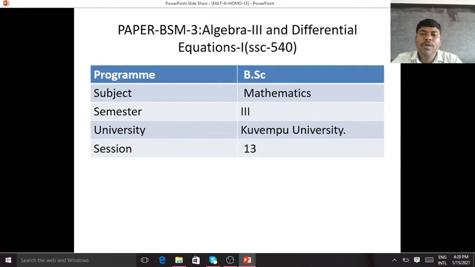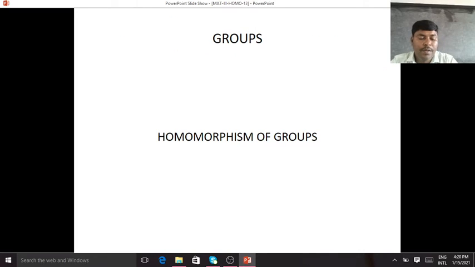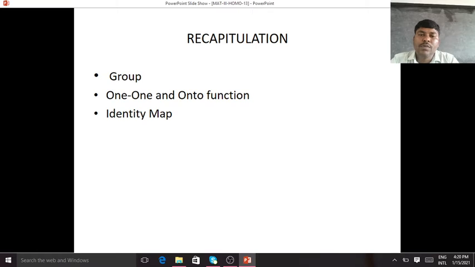Now we have to discuss homomorphism of groups. Recapitulation: definition of group, one-one and onto functions, identity map.